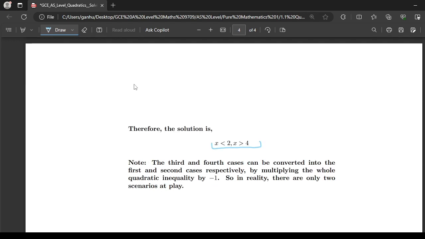Okay, so just to sum up this whole video, we have 4 possible cases for solving quadratic inequalities, but in reality the third and fourth cases can be converted into the first and second cases respectively by multiplying the whole quadratic inequality by -1.